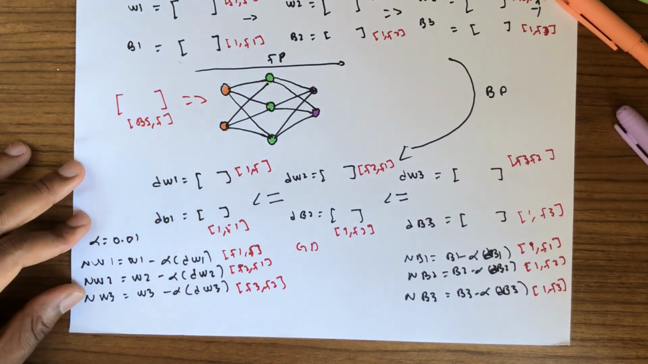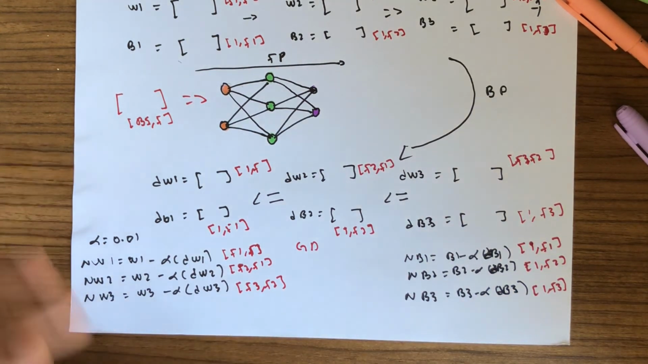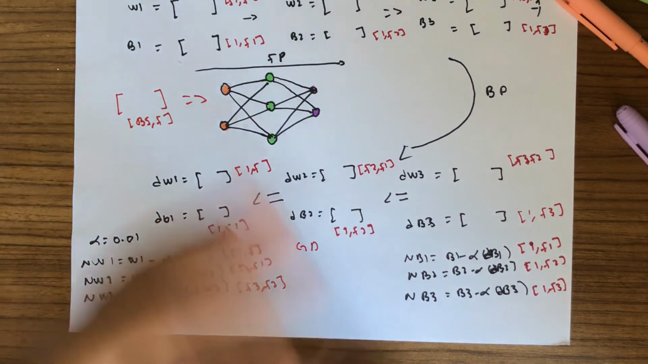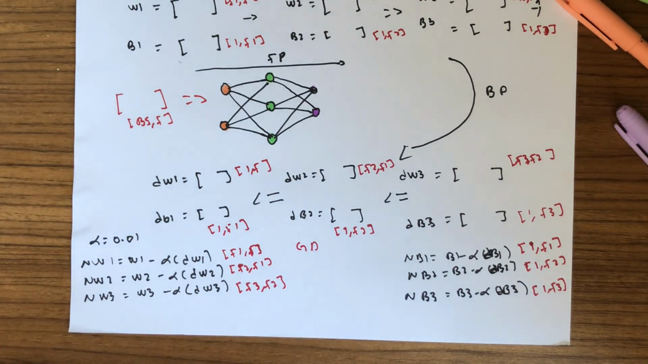Okay, so now we have completed the backpropagation. We have seen the forward propagation of the neural network, the backpropagation, and also how to compute the new weights and biases.